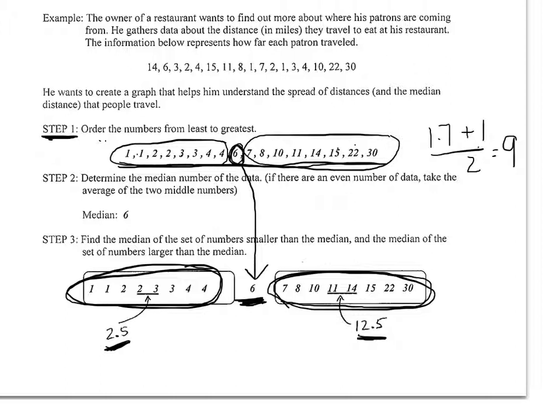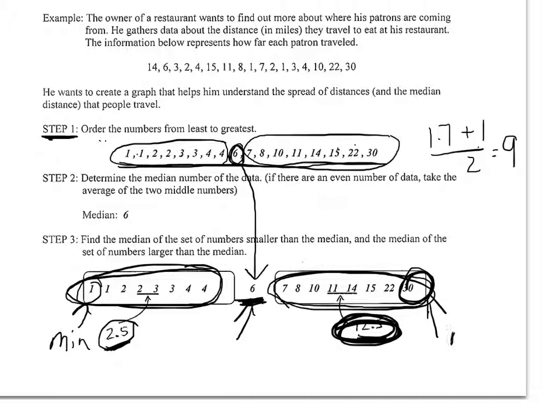So I have now 5 values. I have my minimum value right here. I have my lower quartile, 2.5. I have my median, my upper quartile, 12.5, and 30, which is my maximum number. Those 5 numbers become my box and whisker plot.